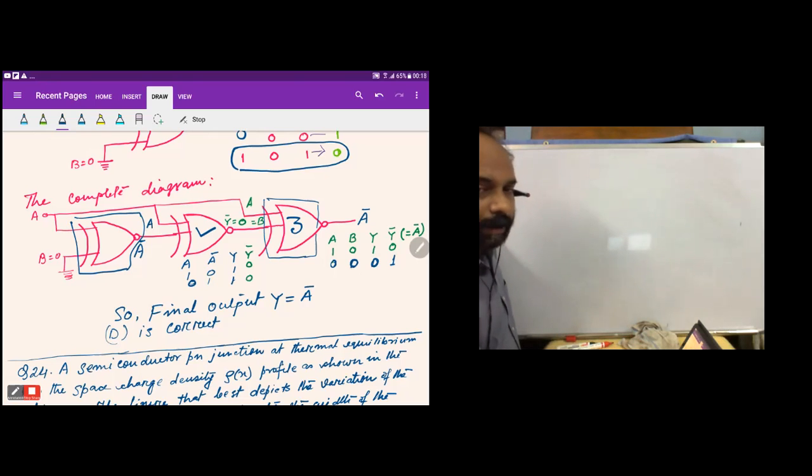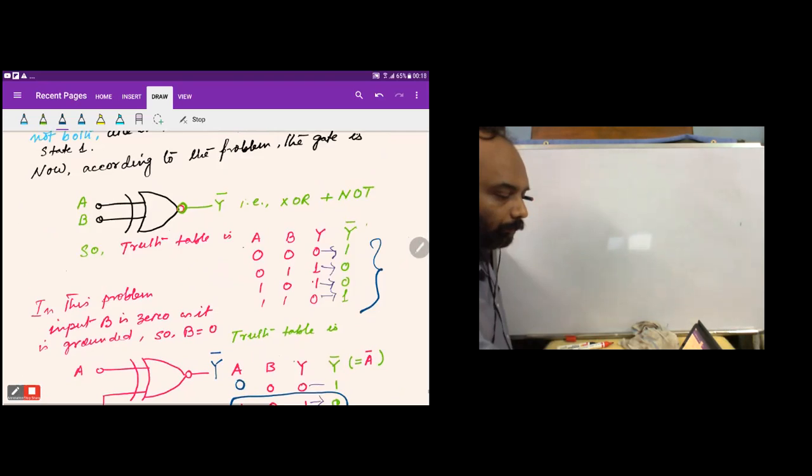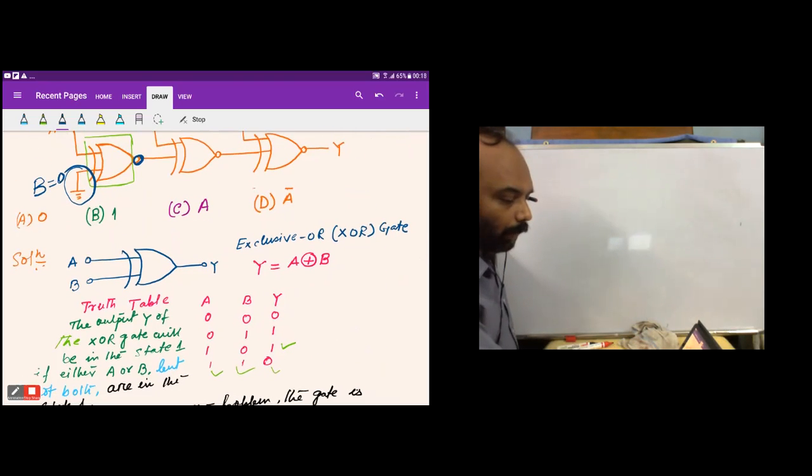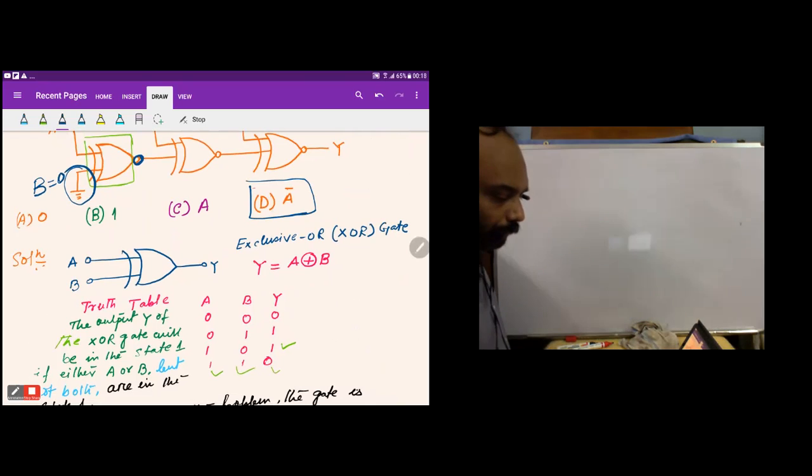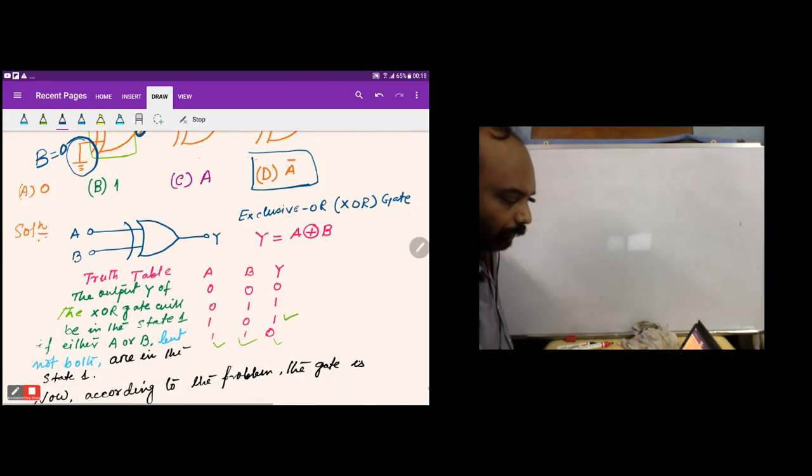So again, it is just like A bar. When A is 1, I am getting 0. And when A is 0, I am getting 1. So my final output is A bar. Option D is A bar. Therefore, option D is the right one.